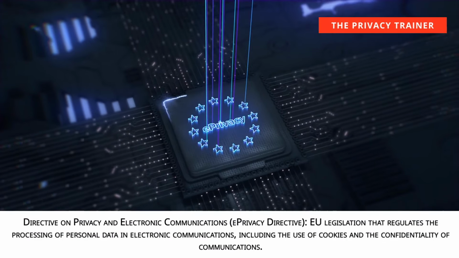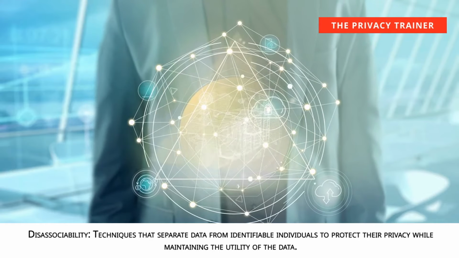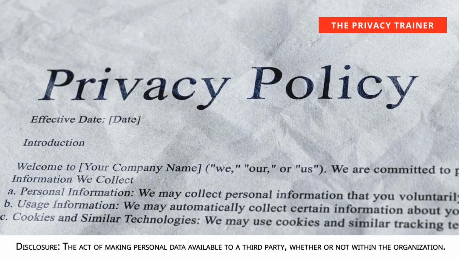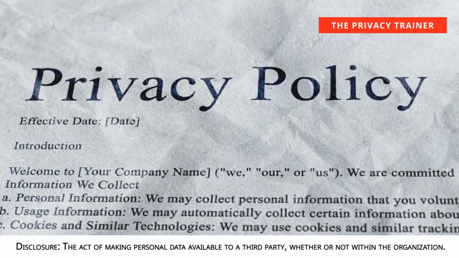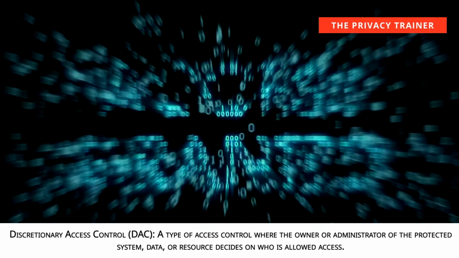of communications. Disassociability, techniques that separate data from identifiable individuals to protect their privacy while maintaining the utility of the data. Disclosure, the act of making personal data available to a third party, whether or not within the organization. Discretionary access control, DAC, a type of access control where the owner or administrator of the protected system, data, or resource decides on who is allowed access. Dispute resolution, the process of resolving a dispute or disagreement, especially in the context of data protection, where regulatory bodies intervene to enforce compliance and resolve issues.